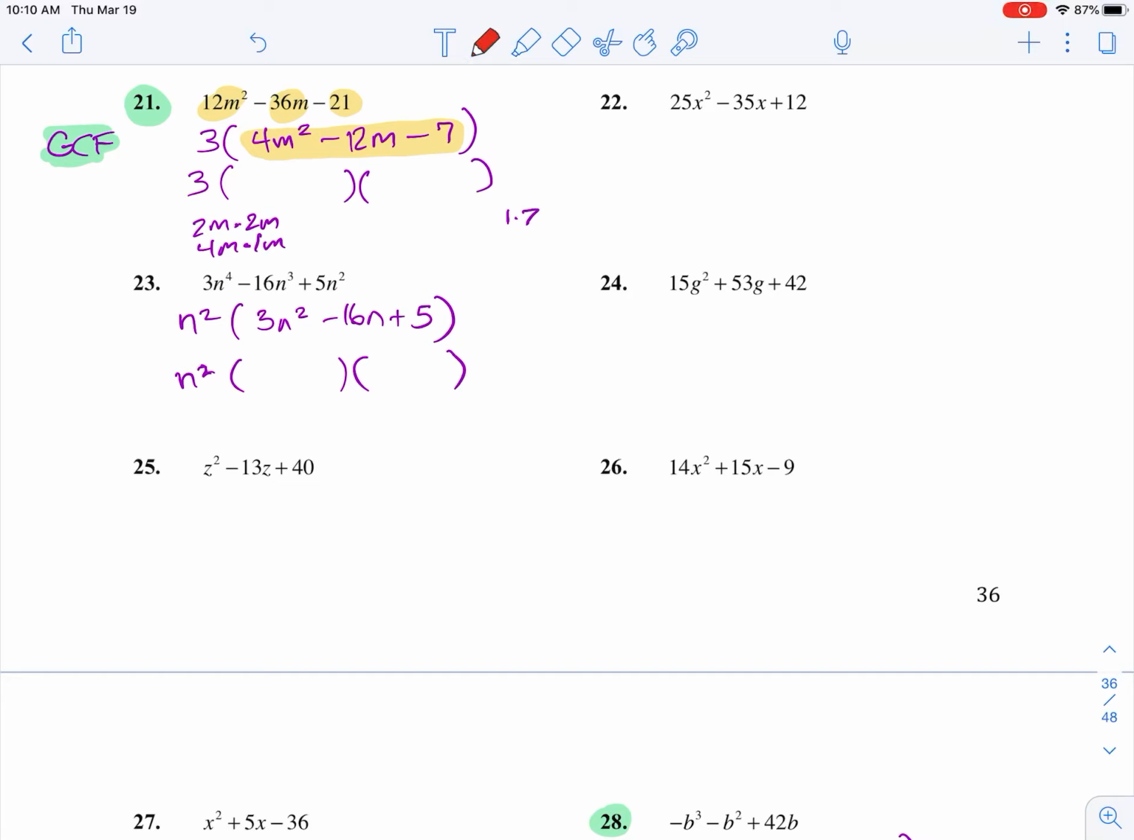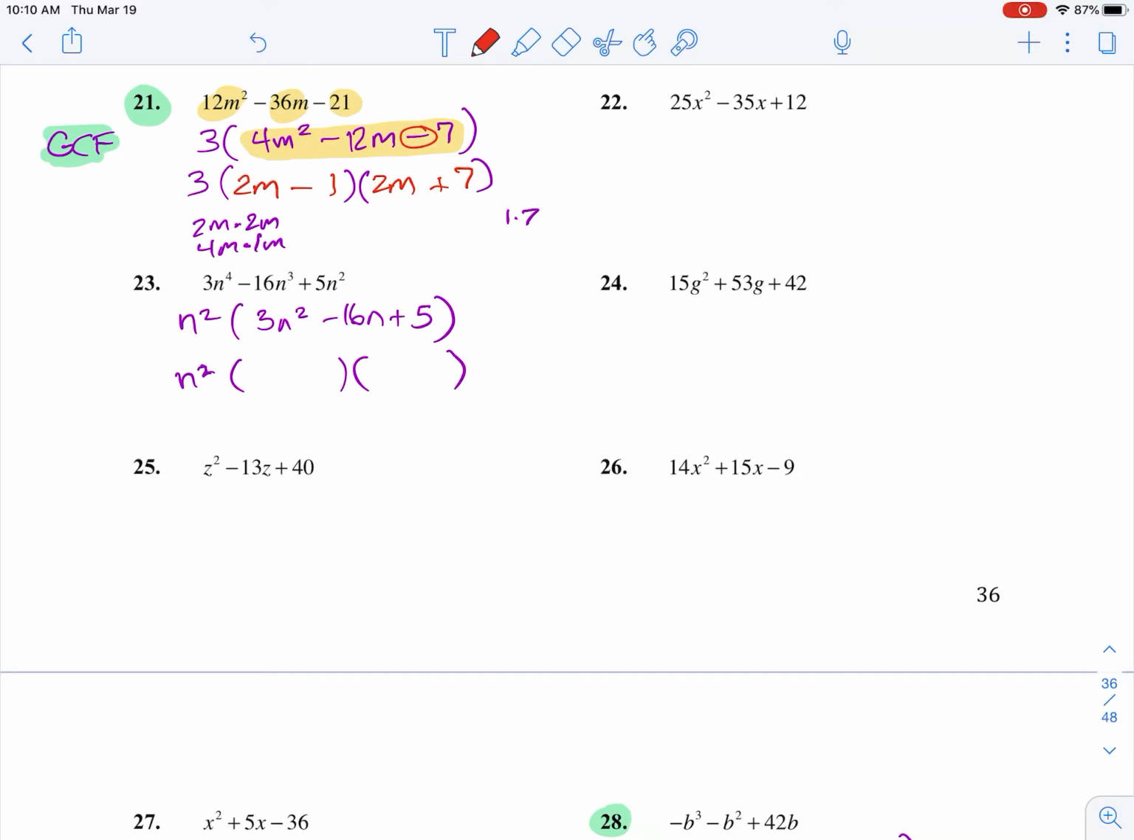And now I need to break this down into two parentheses. So I have two options for 4m squared: 2m times 2m, or 4m times 1m. I'm going to start with 2m times 2m. If they don't work, then I will go back and go to 4m times 1m. Now how do I know if they don't work? Well, I'm filling in 1 and 7 and seeing if they come out to negative 12m.